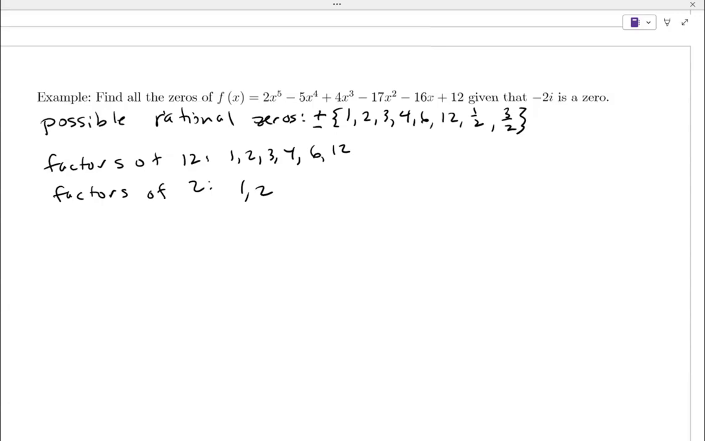So Jasmine just did 1, 2, 3, 4, 6, and 12 all over 1. And then 1, 2, 3, 4, 6, and 12 all over 2. But you've already taken care of 2 over 2. That's 1. 4 over 2 is 2. 6 over 2 is 3. 12 over 2 is 6. So you already had those listed, so you don't have to list them again.